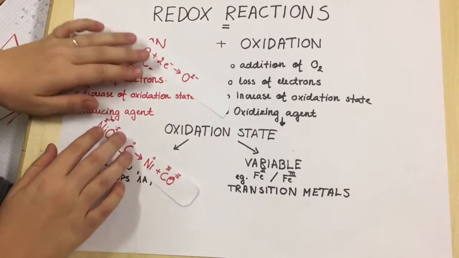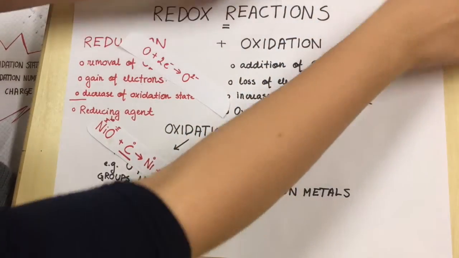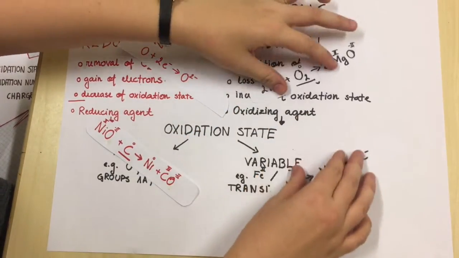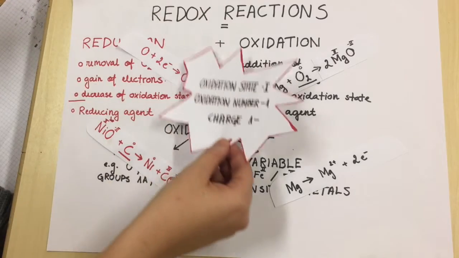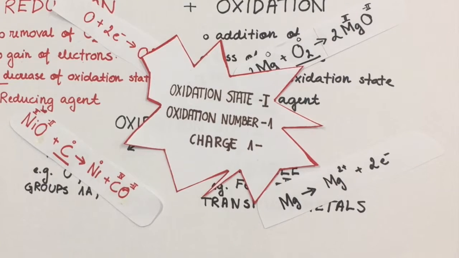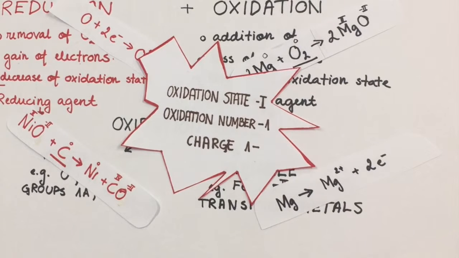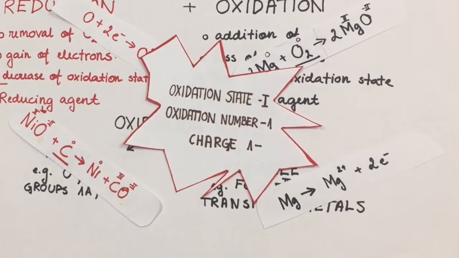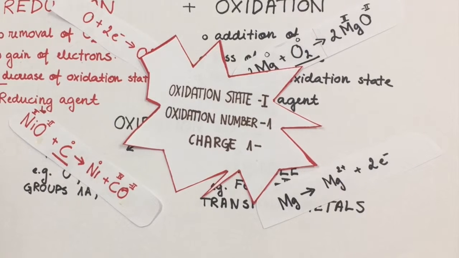While dealing with redox reactions, it is important to remember the difference between oxidation state, oxidation number, and charge. Oxidation state is marked with a plus or minus sign in front of a Roman number, while oxidation number is marked with a plus or minus sign in front of an Arabic number, and charge is marked with a plus or minus sign after an Arabic number.